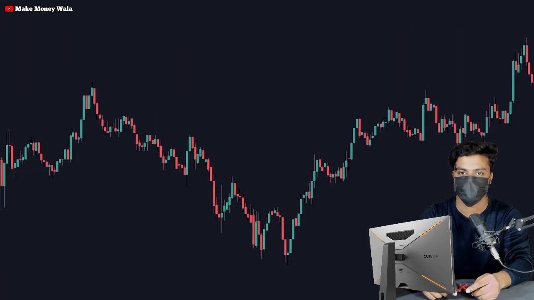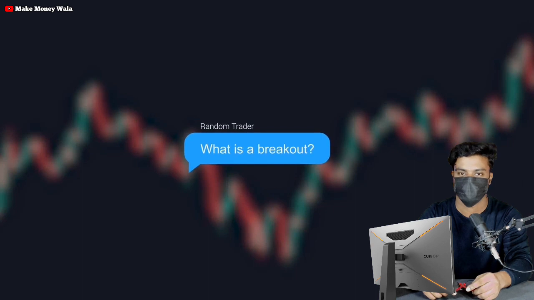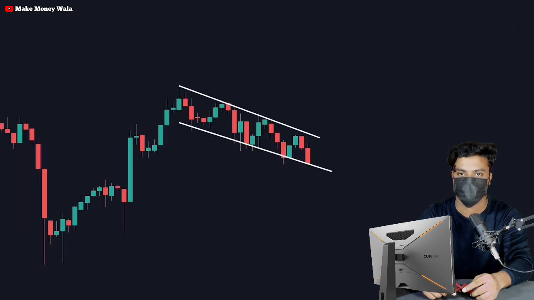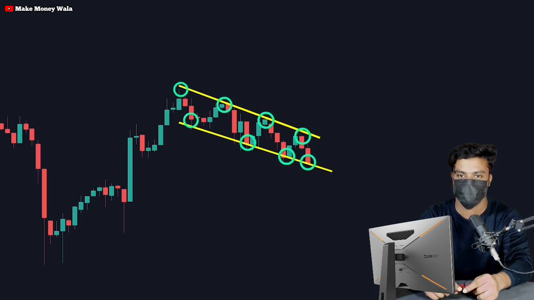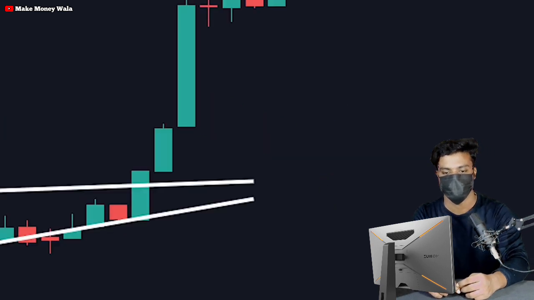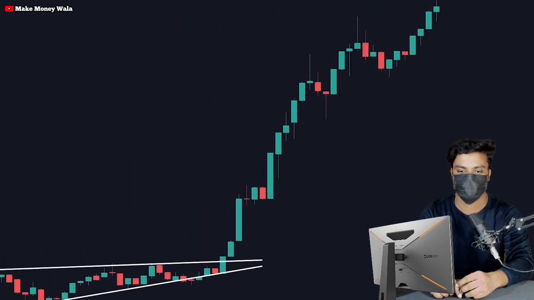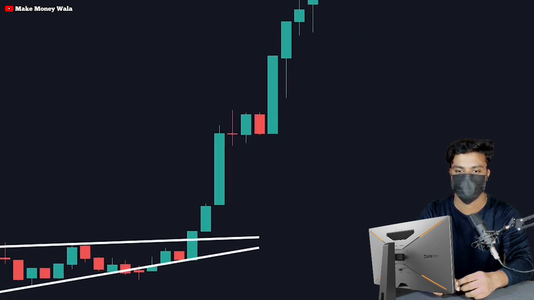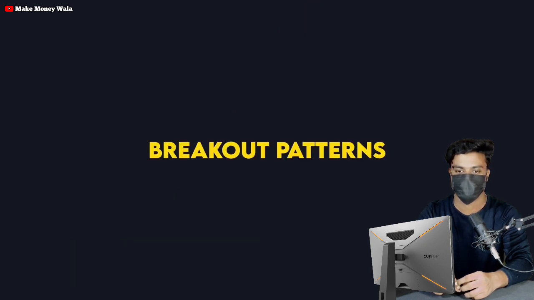So the first question we need to ask ourselves is, what is a breakout? Well, a breakout is when you have a support and resistance where there are multiple key rejections for both. The actual breakout happens when the price bursts through one of those key levels. And notice what happens. When the price does break through, it starts soaring, making this point right here a great entry point. But the question is, how do we find setups like this, where the market could potentially have a breakout? The answer is breakout patterns.